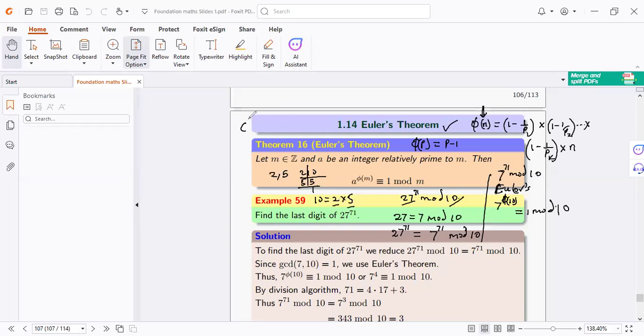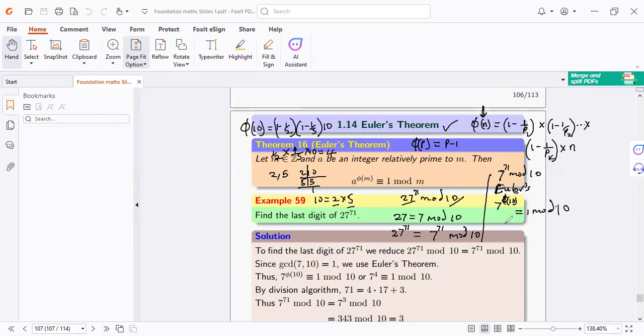So what is phi of 10? Phi of 10 is 1 minus a half, multiplied by 1 minus a fifth, then multiplied by 10. 1 minus a half is just a half. 1 minus a fifth is 4 out of 5. Then times 10, and you get 4.